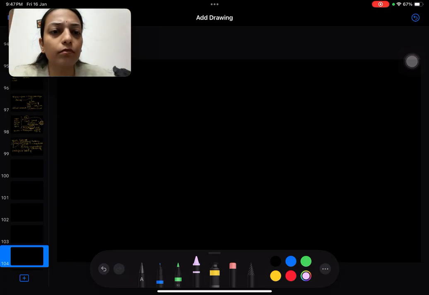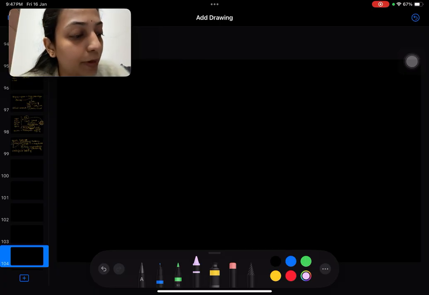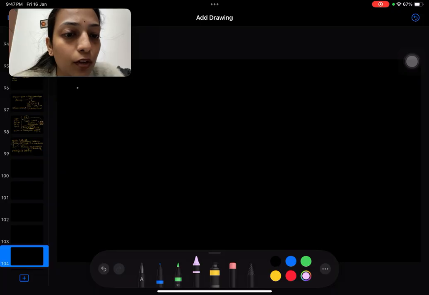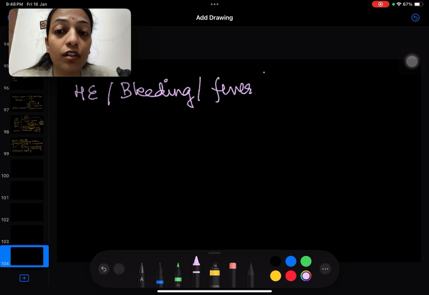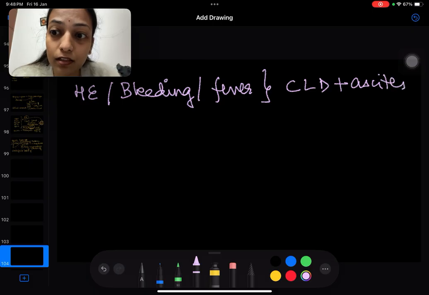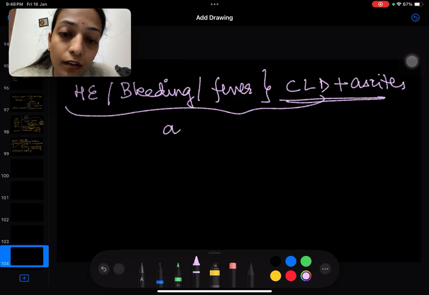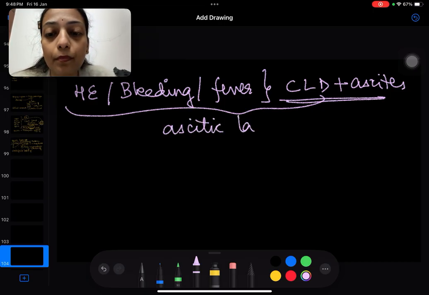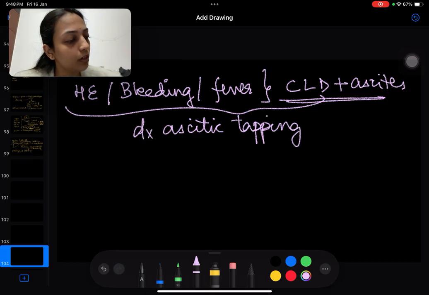It is very non-specific actually. So patients who have already been diagnosed with HE, hepatic encephalopathy, or patients with active bleeding which we had to stop when the patient arrived in ER, or if the patient presents with fever in a known case of CLD plus ascites. Plus ascites means there is fluid buildup already. These patients should mandatorily undergo diagnostic ascitic tapping, right?